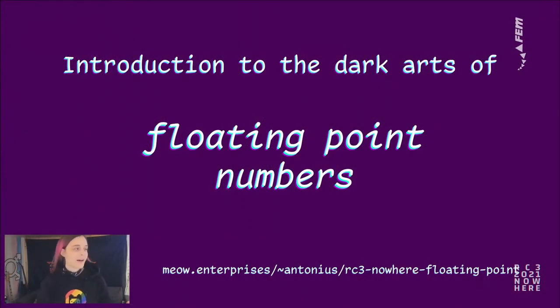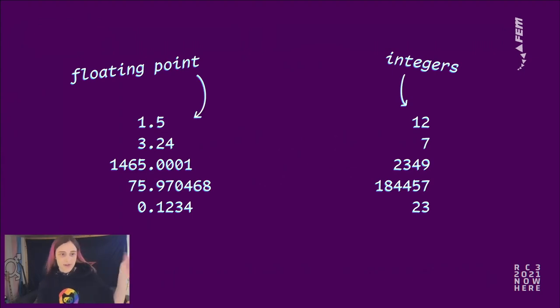So, hi, I'm Antonius, and I'm going to talk about floating point numbers, which in computer programming languages are generally the numbers that have a decimal point in them, like the ones on the left. Mostly the ones on the right, the integers, use a different number type, except for JavaScript, in which they're both floating point. So if you've done pretty much any programming at all, you've probably interacted with these, and you might have noticed that they're a bit weird sometimes.